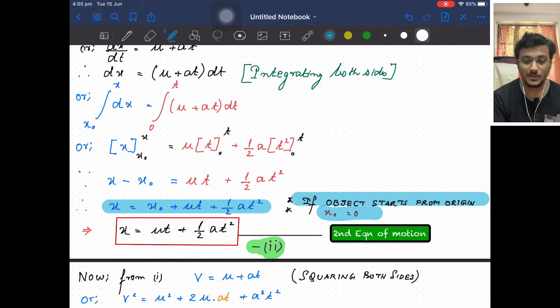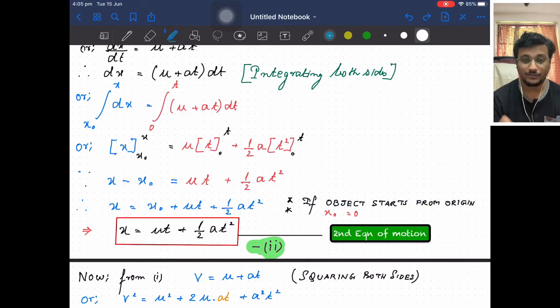So the equation takes the final form that we are already accustomed with. x equals ut plus half a t square. And that, my dear children, is the second equation of motion. Simple, easy. Now the part of the calculus is over. The third equation we can solve without using calculus, and there is also a way by which we can solve it using calculus, but let's forget that for now. Moving on.